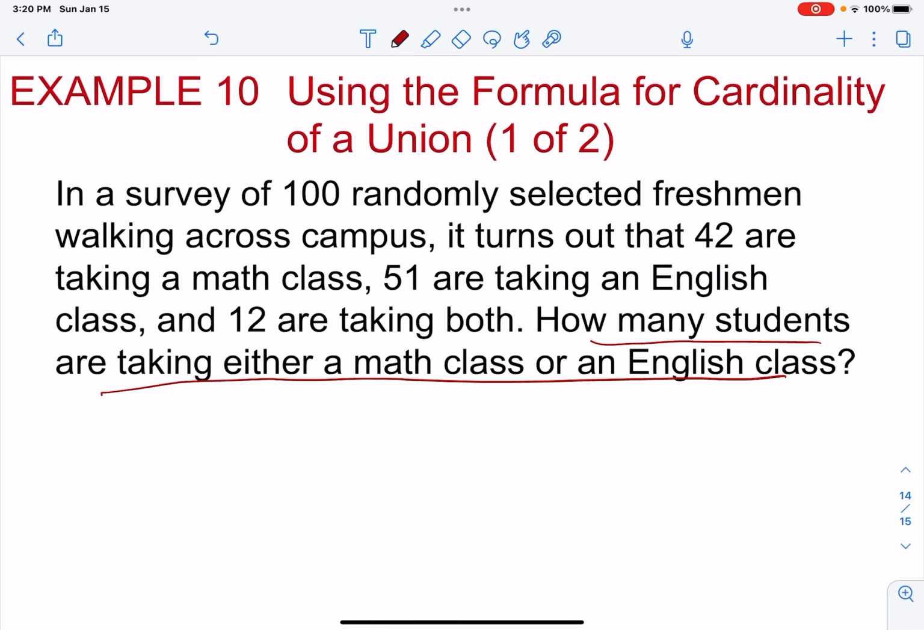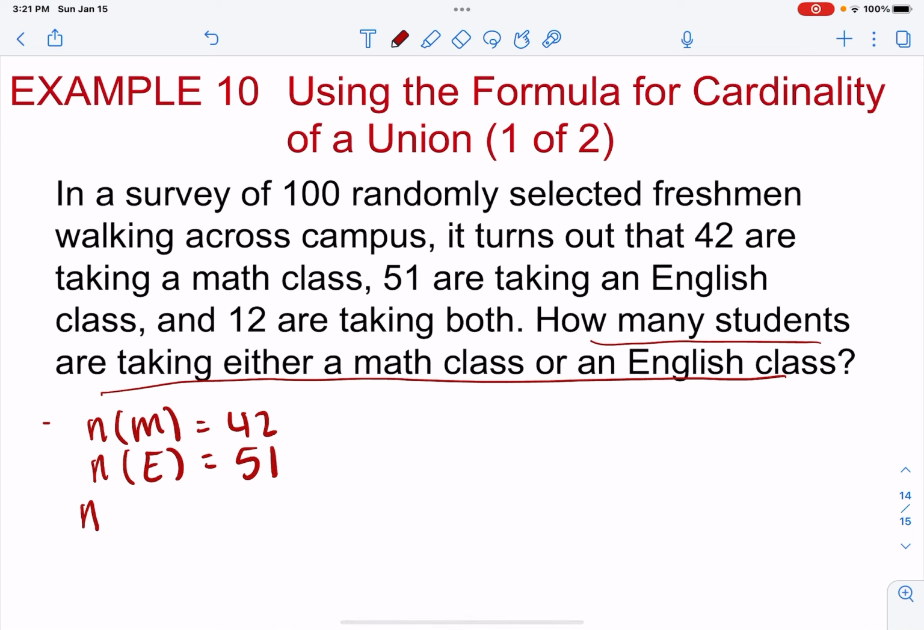So I know that 51 are taking English, and 42 are taking math. So I'm going to say N of M for math is 42. And I know that 51 are taking English, so I'll use E for English. And that are taking both is 12, so that would be the intersection. They'd be in both. So the intersection between math and English would be 12. And I'm trying to figure out what is the union between them.